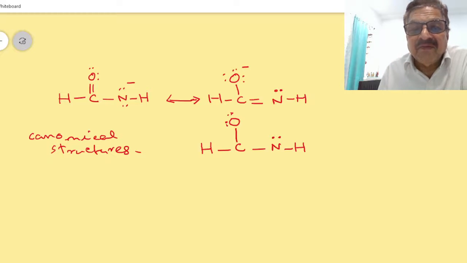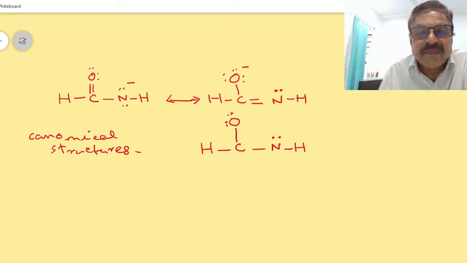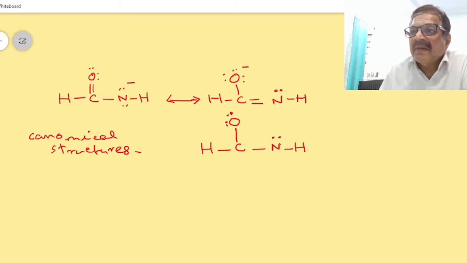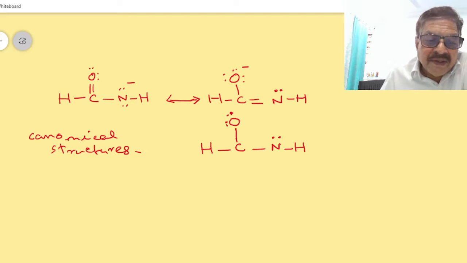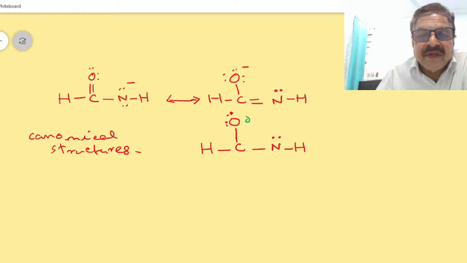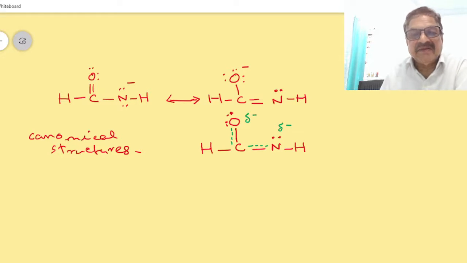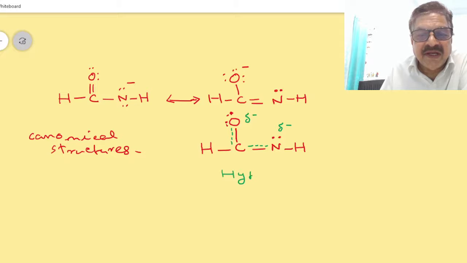Now we will put a partial negative charge here, represented by delta minus, and on the nitrogen also there will be a partial negative charge. Instead of a double bond, we will put dashed lines here. So this is the resonance hybrid of this anion.